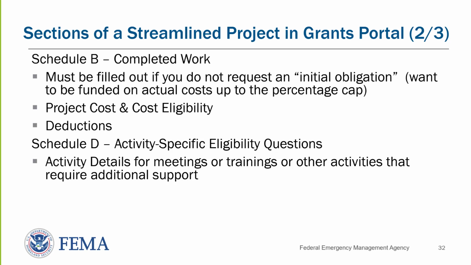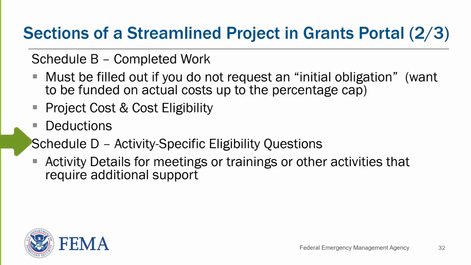Again, Schedule B and D are pretty much the same. Schedule B is for completed work. It's going to be filled out if you don't request an initial obligation. That means you want to be funded on actuals, and it's our project costs and cost eligibility, and it has our deductions. So that's when we look for things like insurance coverage, and it's very similar whether you're doing it for Category A or Category B.